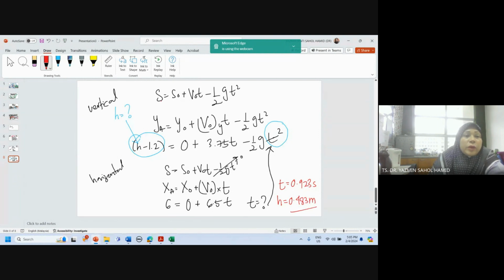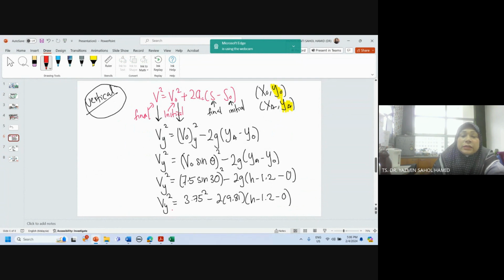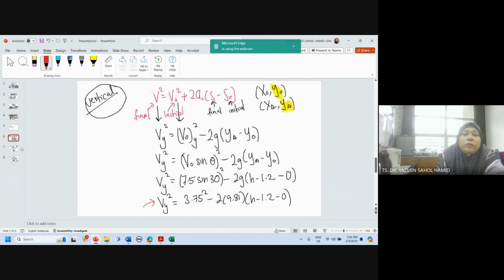Okay, how about what you suggested earlier? When you suggested this formula here, you need to find Vy first. So maybe we can find Vy by putting our T value of 0.923 seconds here. So when we put our T here, we can get the answer Vy. And we put our Vy answer here, you can get H.